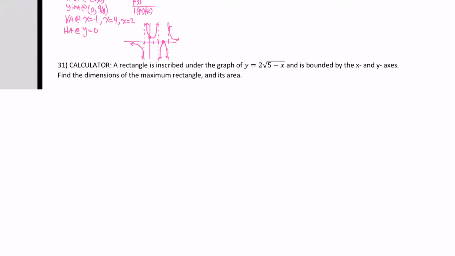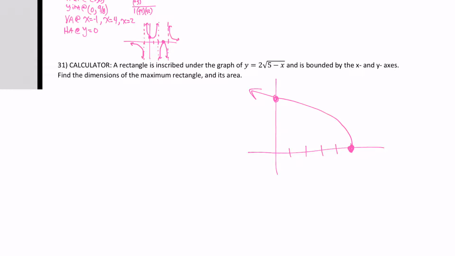A rectangle is inscribed under the graph of y equals 2 times the square root of 5 minus x. Let's picture this situation. 5 minus x means 1, 2, 3, 4, 5. So this graph is going to start there and move over like that. What's going to be the value of that y-intercept? I don't know, 2 times the square root of 5, which is probably around 5 or so. It doesn't matter, because what does matter is the situation.